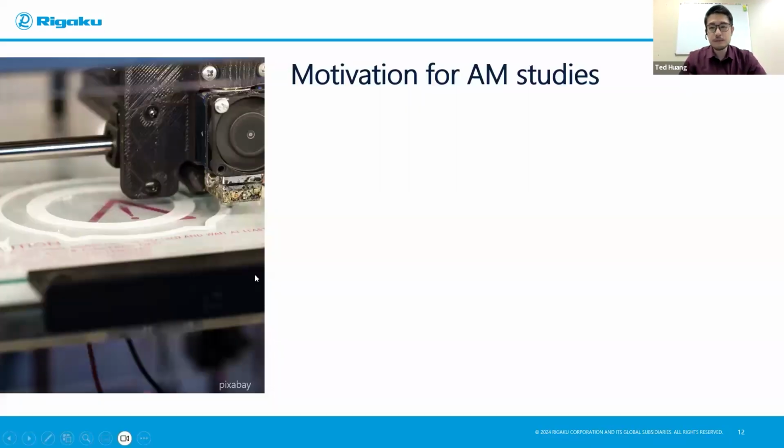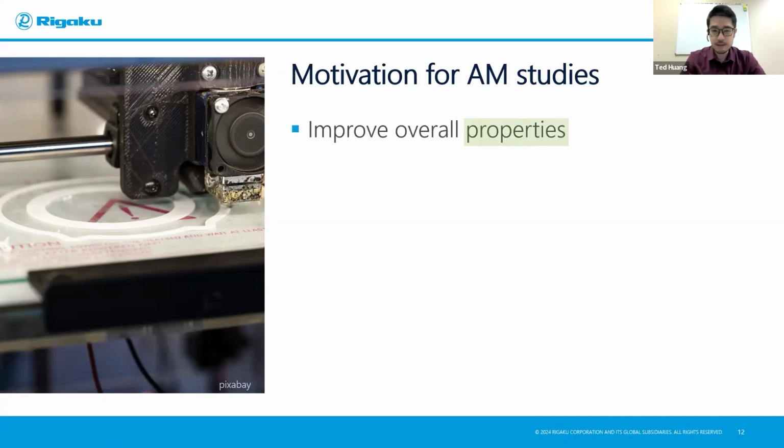So, different types of systems, material systems, or additive manufacturing processes. But again, I would like to bring attention to the common cause of using additive manufacturing. When you're doing additive manufacturing research, what exactly is the point you want to look at? What is your interest? There are many types. The first one is probably improving overall properties.